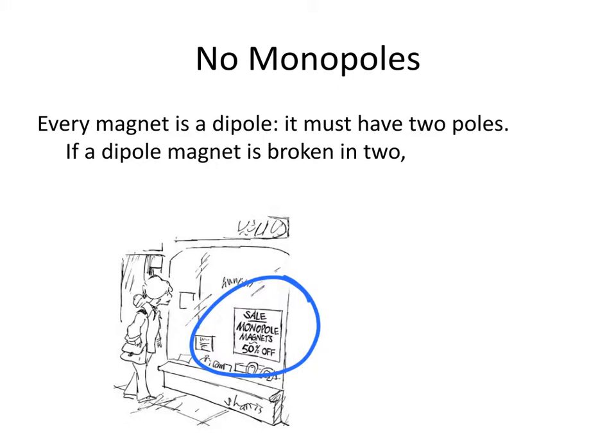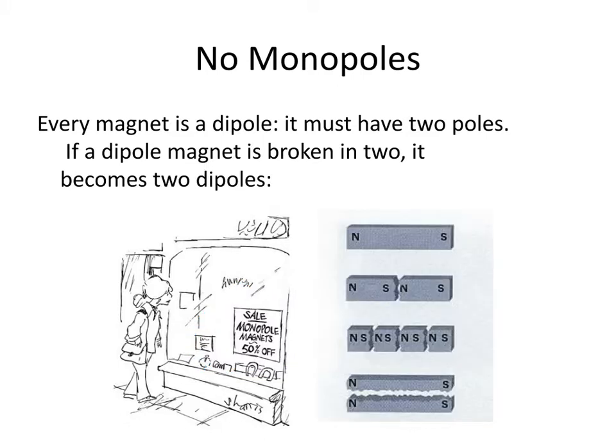If you break a magnet in two, it still has a north and south. Each section will still have a north pole and a south pole. So you get two dipoles, and then four dipoles. So two, and then four, etc. It doesn't matter how we break it either. We could break it like that if we want.